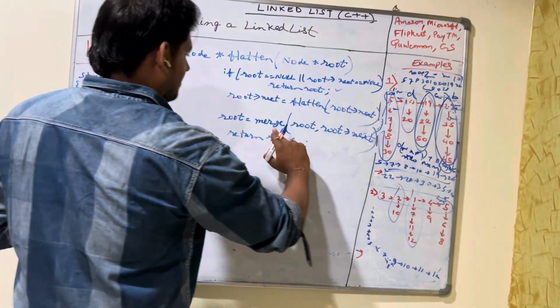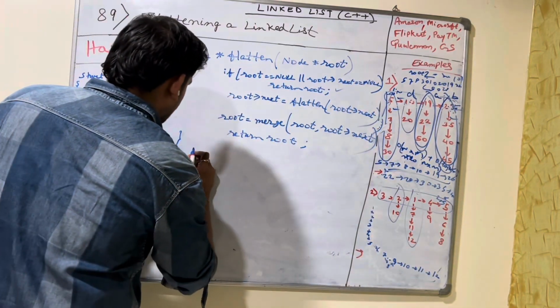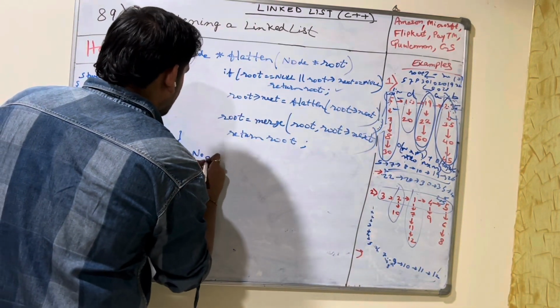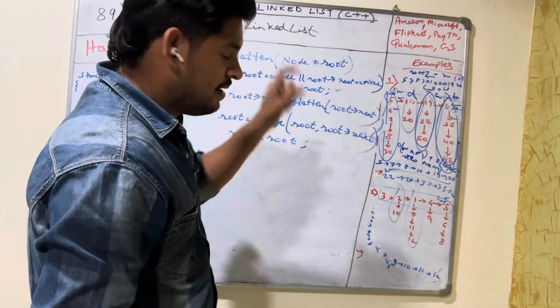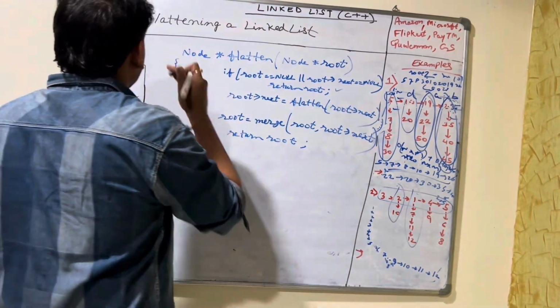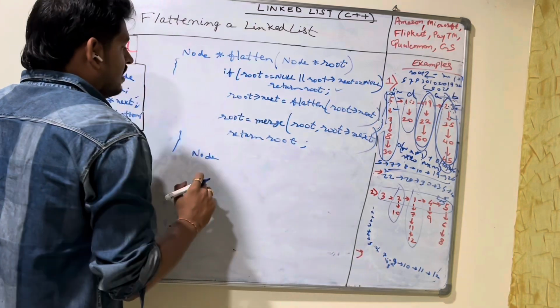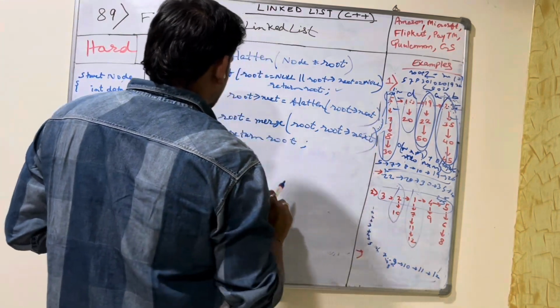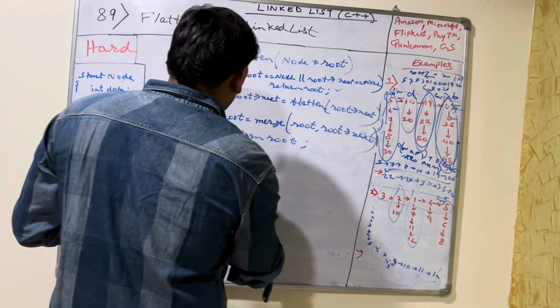Now we need to code this merge function. We have already done it before, so I don't remember the exact question, but you can see the playlist. It was done in some, I think 84, 85 some question number. We did this merge sorted list. Okay, so let's do it fast.